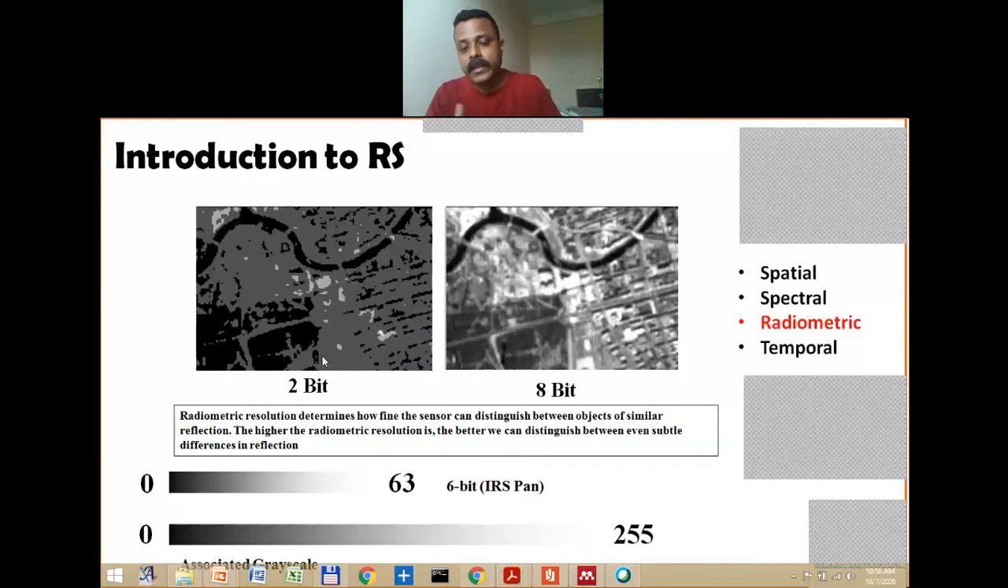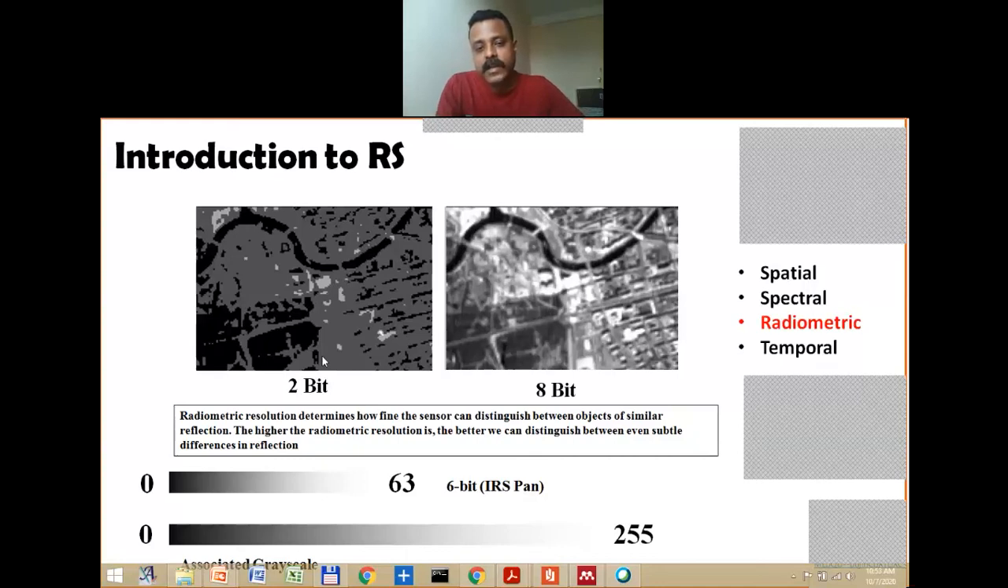So in a way, it is the same thing. If I ask you to measure the length of a particular house or a room, you can measure it with a very coarse scale, or you can measure it with a very fine scale using a vernier caliper. You can go beyond millimeter or sub-millimeter level.